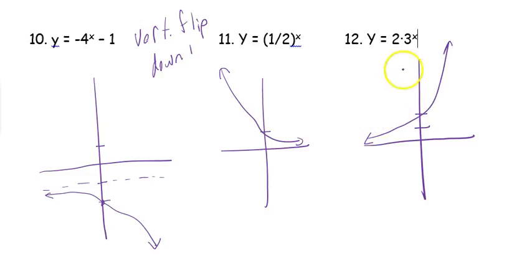I do want to point out that just because this is a 2 doesn't mean your horizontal asymptote has changed. You have not moved it up. You have just changed the y-intercept. So it's still going to get close to 0 on this end. The only reason it wouldn't is if you had a plus or minus something out here. So this is what happens when you have a form a times b to the x.